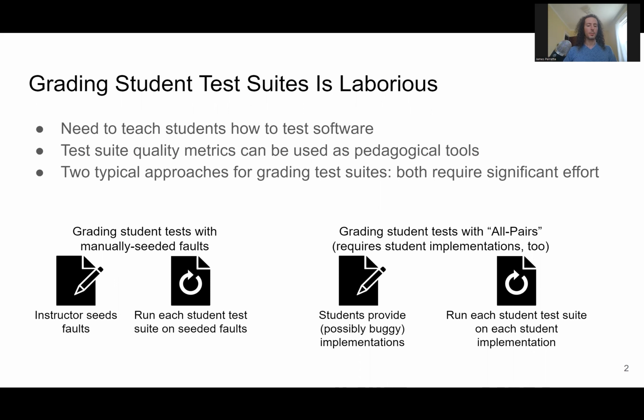Second, there's the all pairs approach, where each student test suite is run on each other student implementation, and points are then awarded based on the number of faulty student implementations detected. Now, this requires significant manual and computational effort to apply fairly and accurately, and the effort to do so scales superlinearly with the number of students.